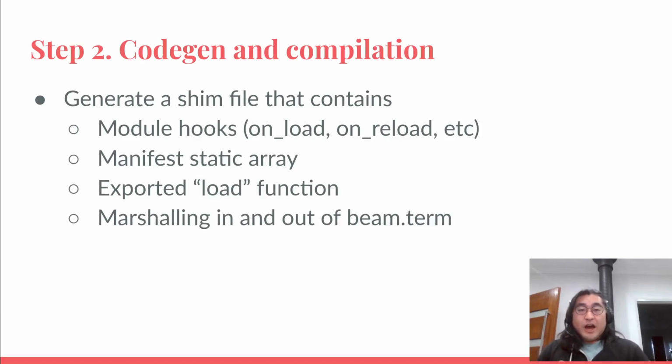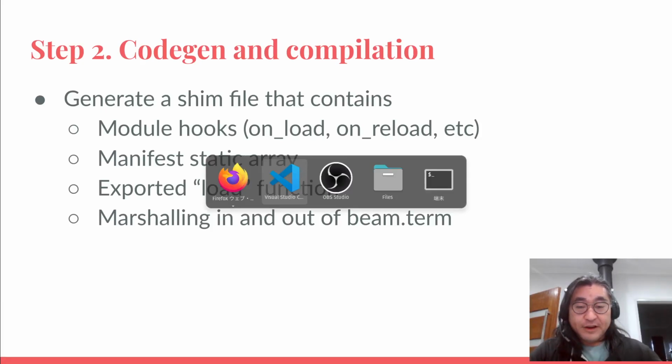Finally, there's a code gen and compilation step. Ziggler will build the .so file, but before that, it generates a shim file that contains module hooks. So the onload function that you saw in the C, the static array that is all of the functions that were used. It exports a load function, and it also generates all the code that marshals your data types in and out of beam.term. So let me quickly show you that file.